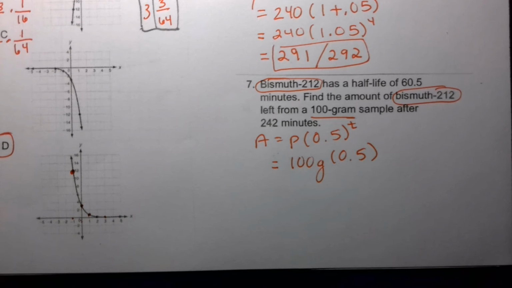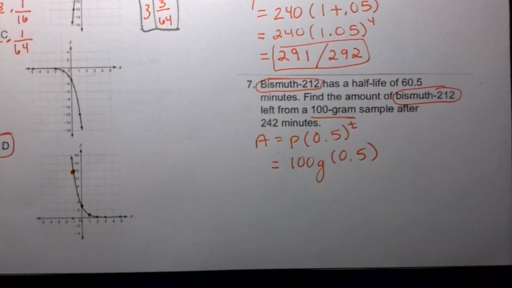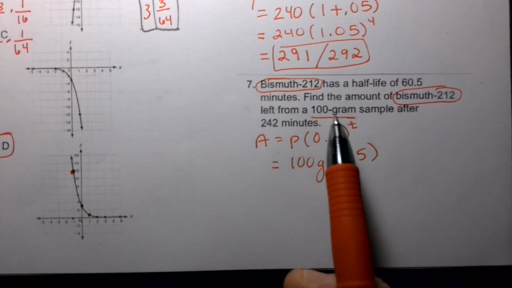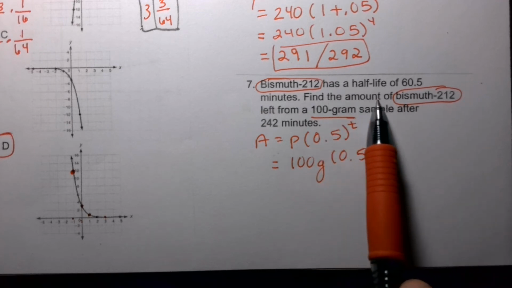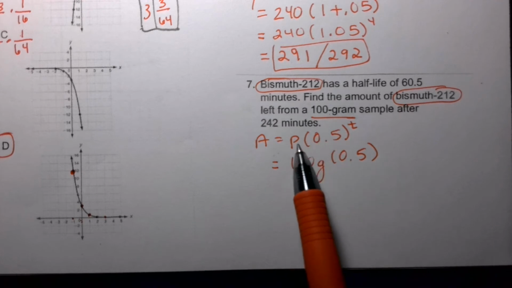All right, is that better? This is the name of an element. Okay, so that 212 is nothing you're using in this formula. It's part of the whole chemistry thing. What you're using is the amount that they started with. So they have 100 grams left after this many minutes.